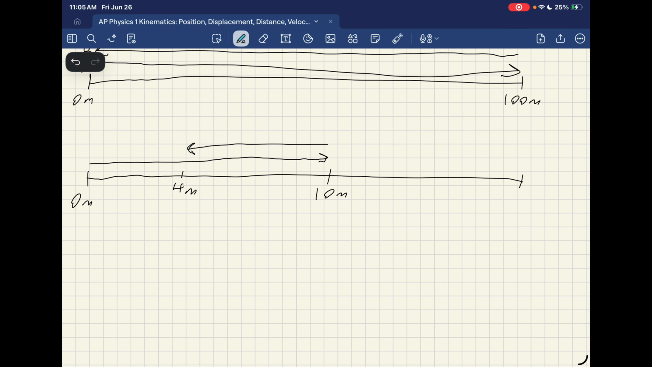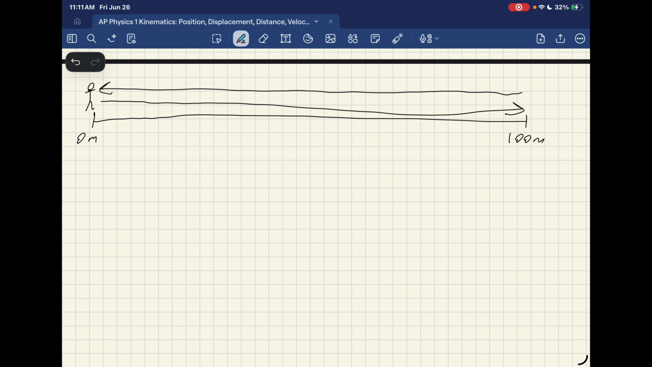Well, the distance traveled, first they go 10 meters, that's this arrow here, and then they travel back 6 meters because they travel to the 4 meter point. So this is 6 meters. So their distance is 10 plus 6, which is 16 meters. Their displacement, however, or their distance from their starting point, is only 4 meters.